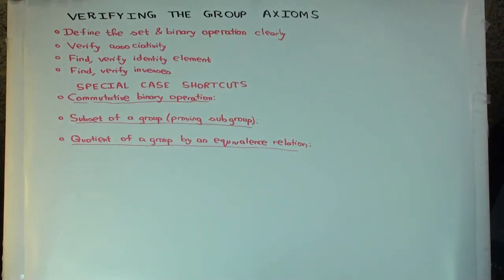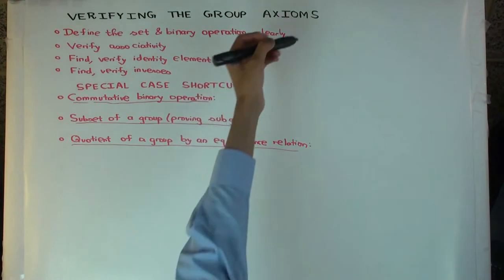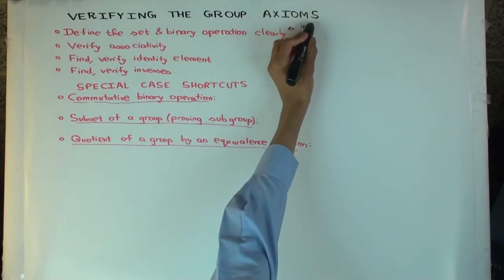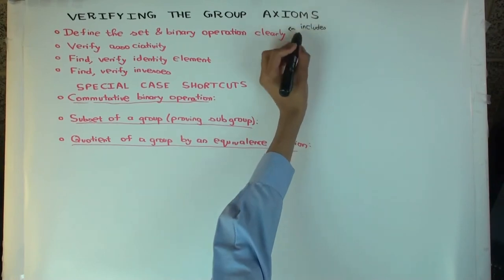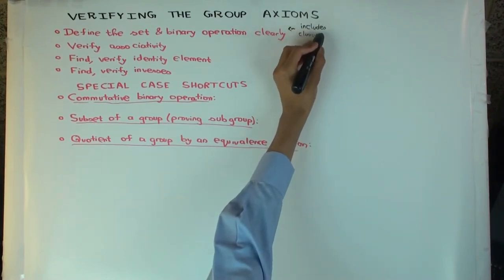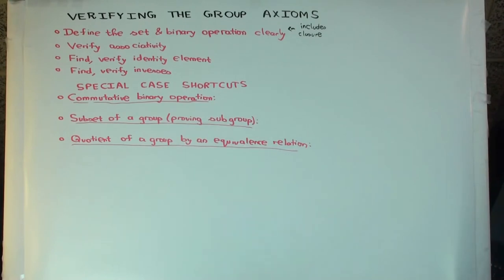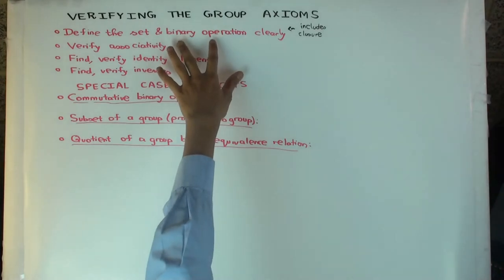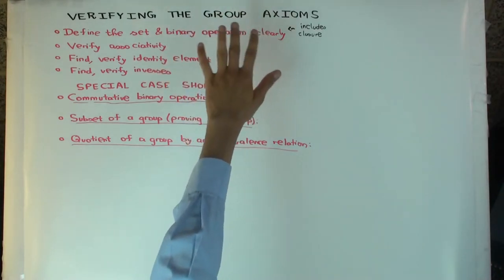Now, when I say it makes sense, you have to check closure, okay, if it's not already obvious. Okay, so this actually includes checking it's well-defined, which means it includes checking closure. So if your set is G, okay, then you're basically checking that the binary operation takes two inputs from G, and whenever it takes two inputs from G, it always gives an output which is in G.